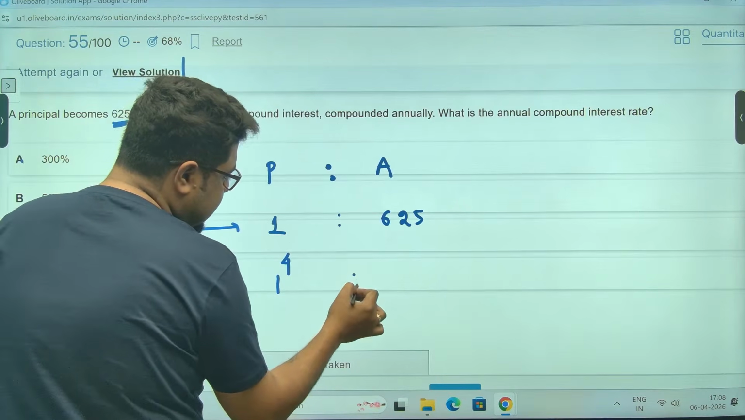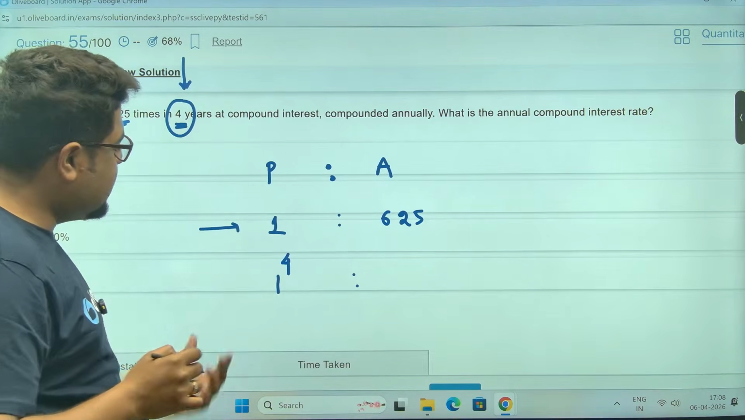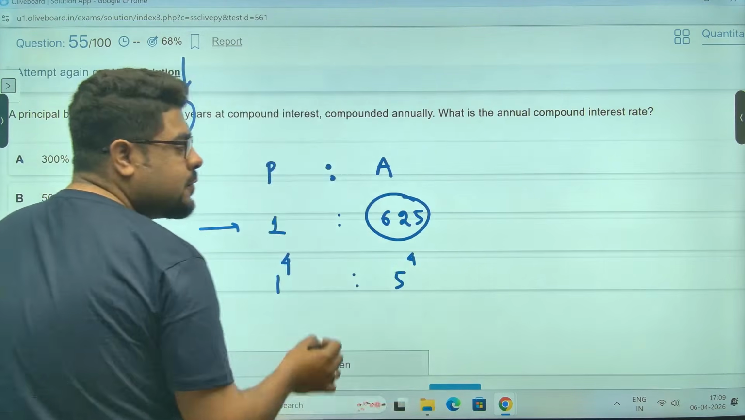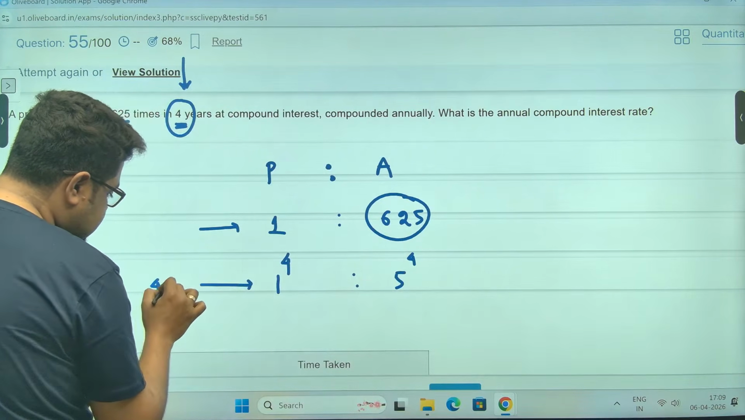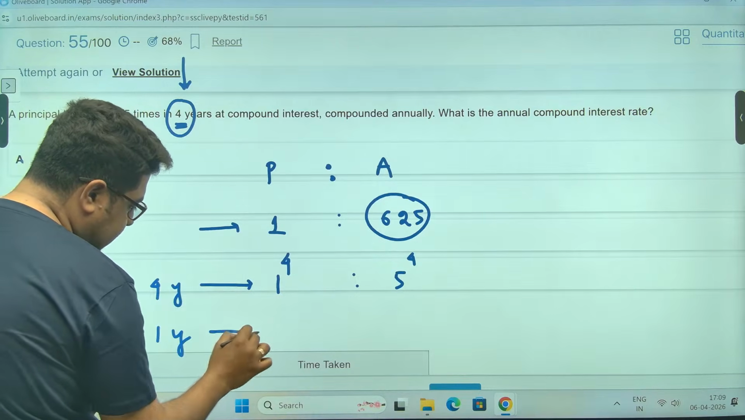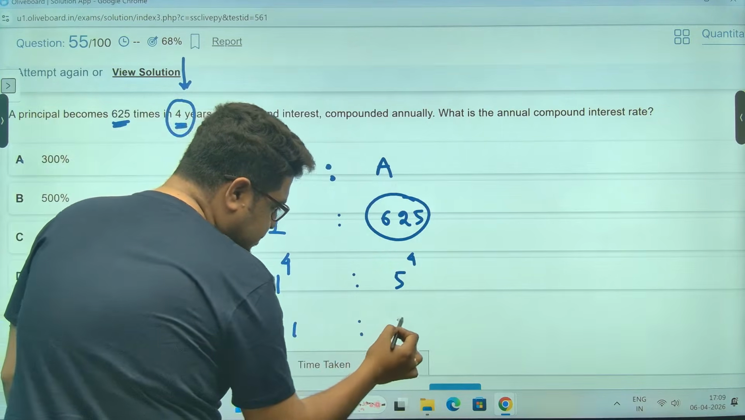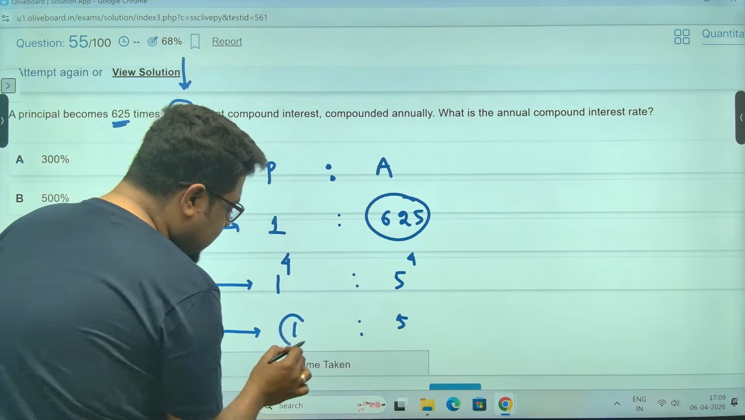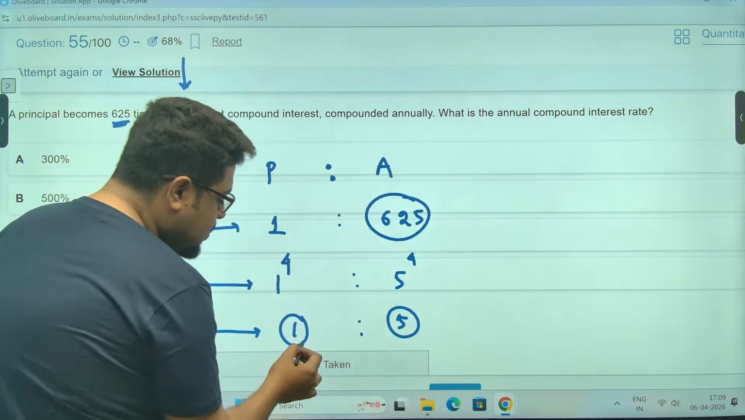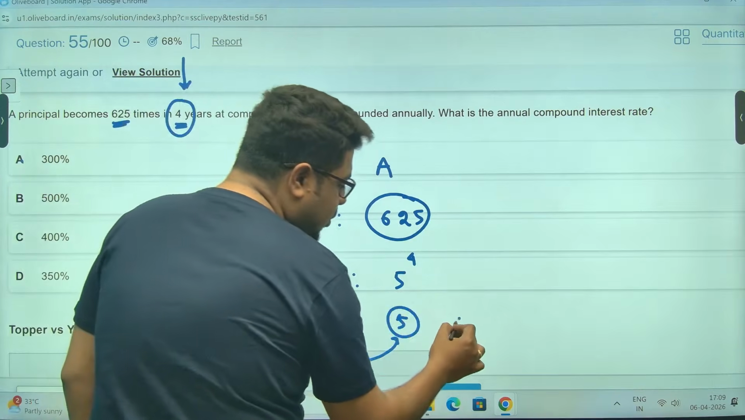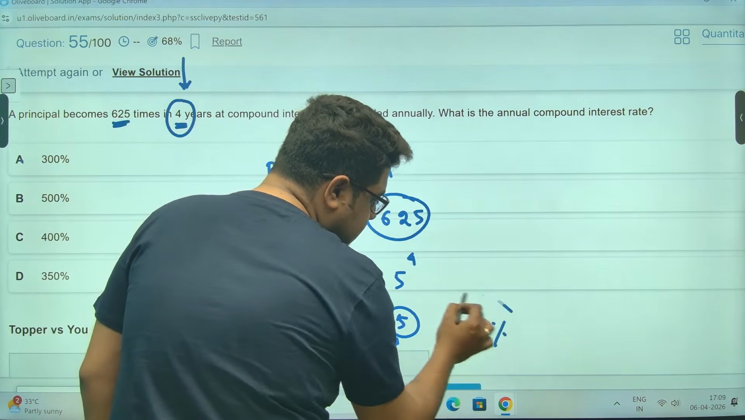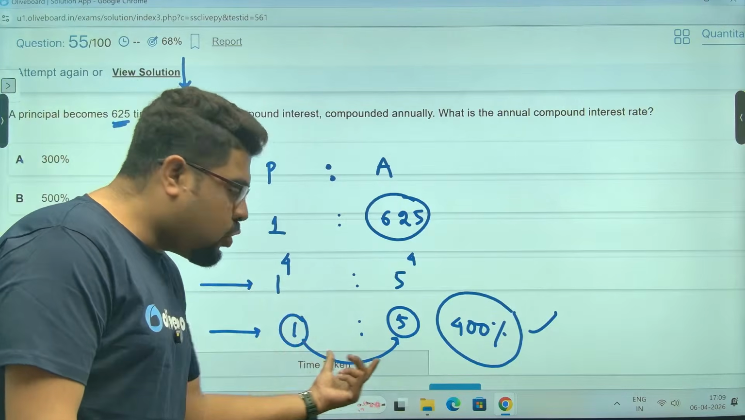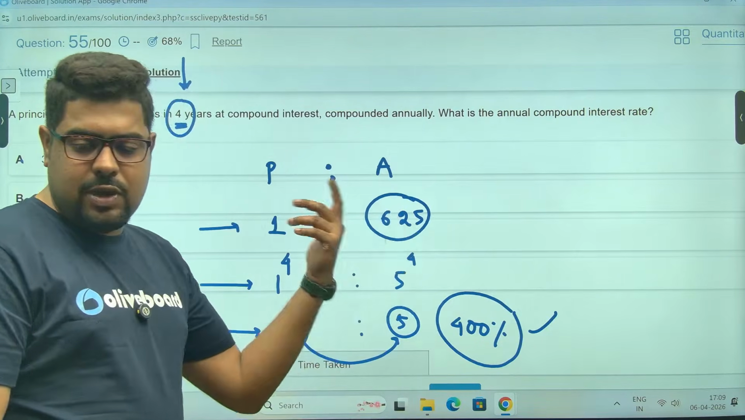Sir, 1 can be written as 1 to the power anything, 1 to the power 4. So this can be written as 5 to the power 4. So this is after 4 years. So after 1 year, it was 1:5, sir. You just get rid of the powers. So 1 rupee became 5 rupees after 1 year. So what is the rate of interest? Sir, 400% is the rate of interest, because the interest is 4 times. 4 rupees in interest on 1 rupee, that is 400%.